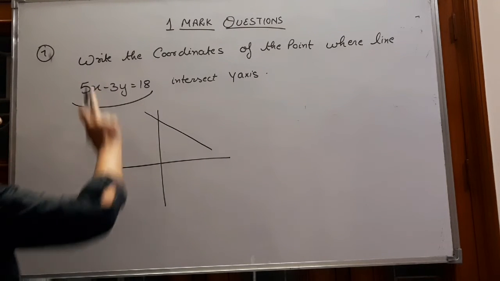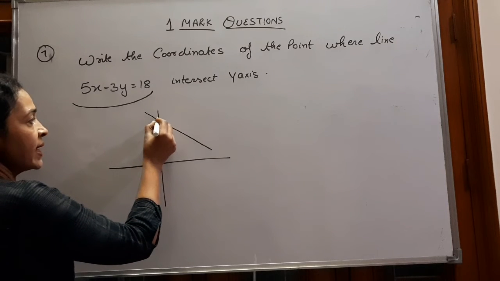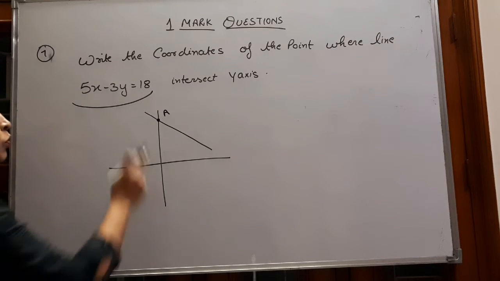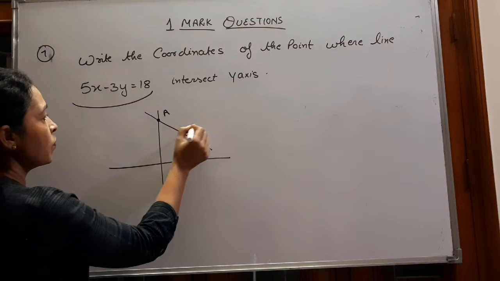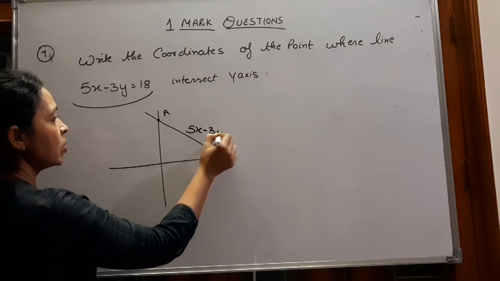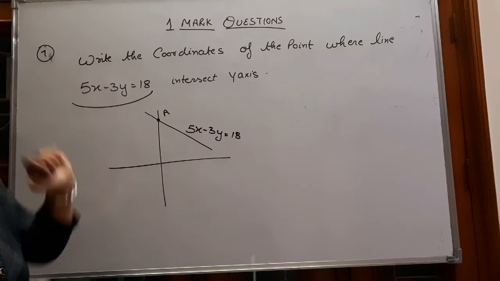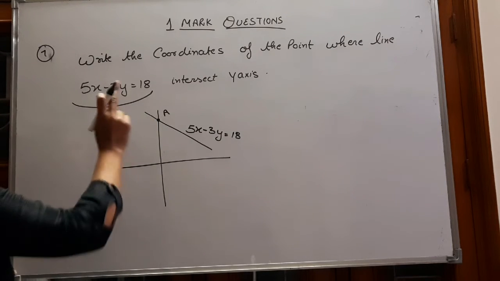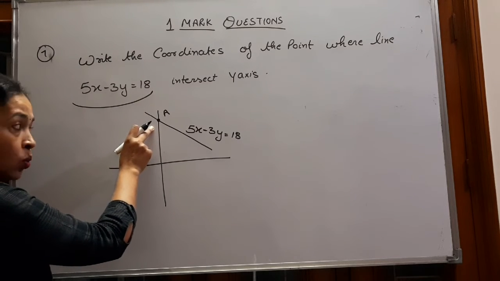Clear? We have to write the coordinates of the point. Let this line intersect the y-axis at this point, point A. We have to find the coordinates of this point. This is the graph of the line 5x minus 3y equals 18. This line intersects the y-axis at this point A. We know that on the y-axis the x will be 0.